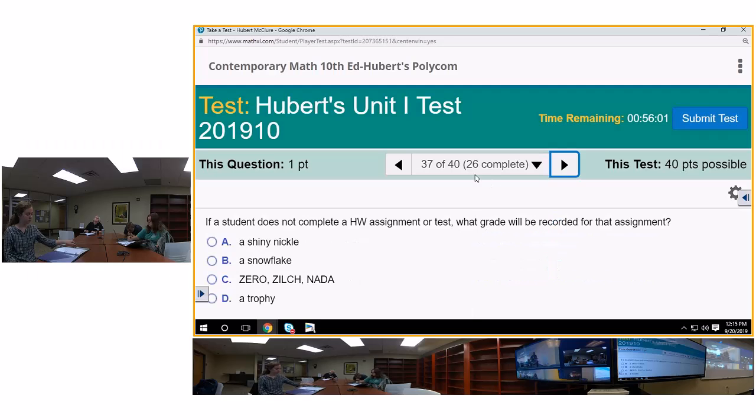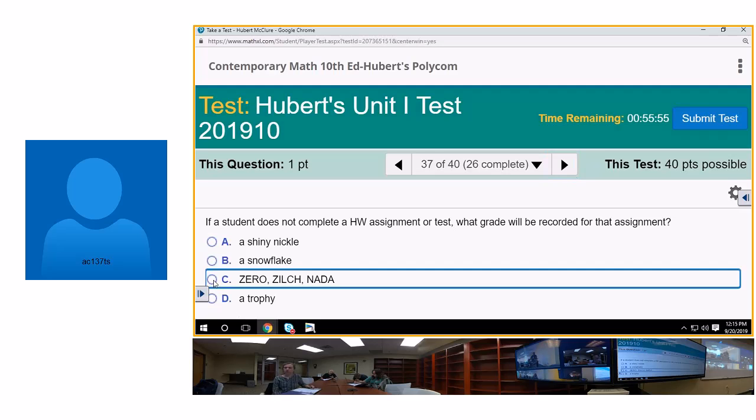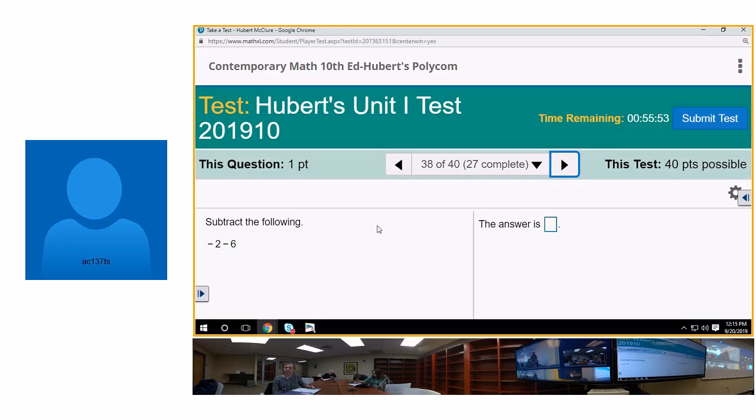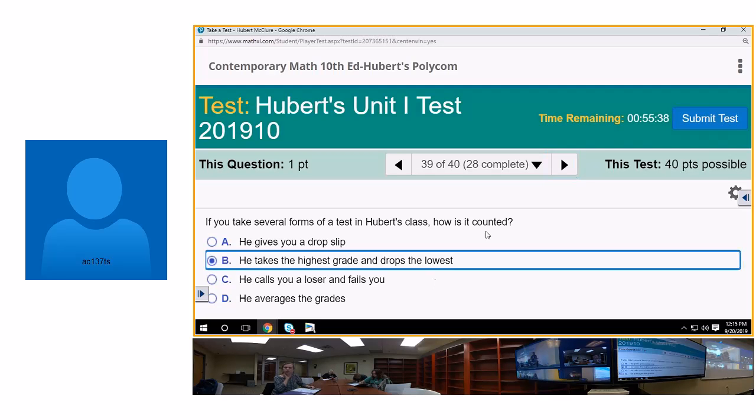Mm-hmm. Okay? What grade goes in for something that you don't do? 0. A 0. A trophy. Yeah, a trophy. -8. That's pretty simple. And several forms. How do I do my test attempts? I take the highest and drop the lowest.